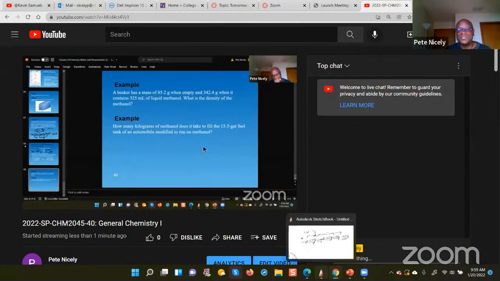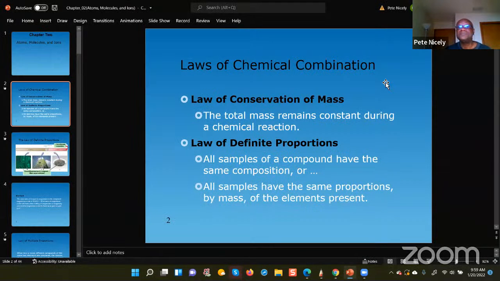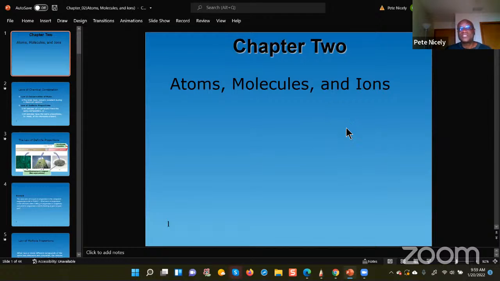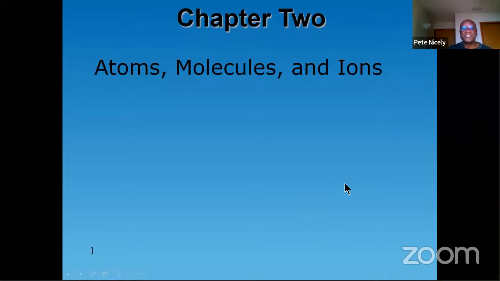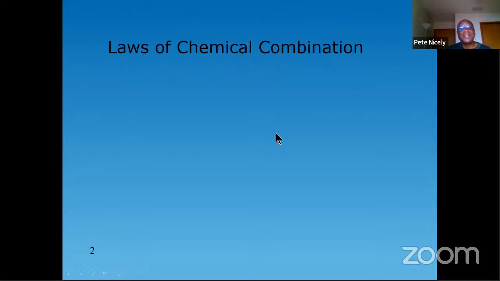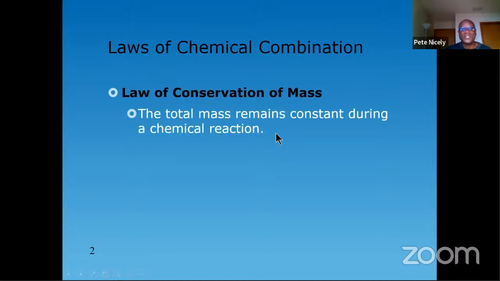And let's move on now to chapter 2, which deals with, again, several topics that you would have encountered in your introductory chemistry courses. So again, this will be a bit of a review. Atoms, molecules, and ions. And the first thing I'm going to talk about here are several laws which concern reactions, laws of chemical combinations, right? And the first law that we're going to talk about is what is known as the law of conservation of mass.